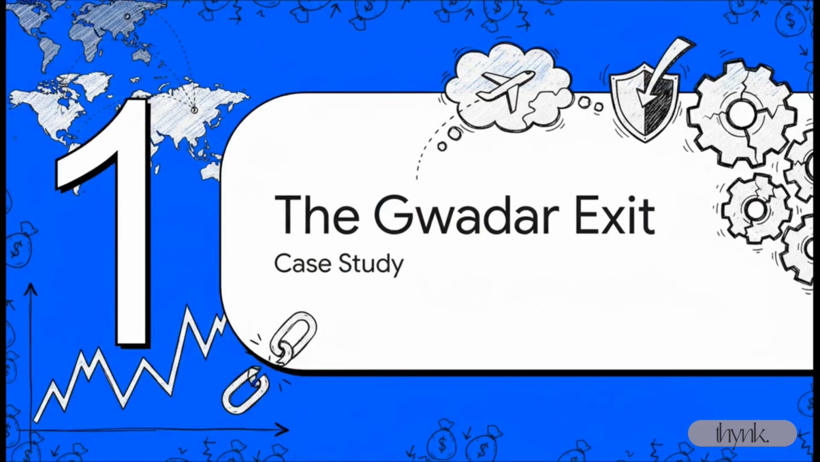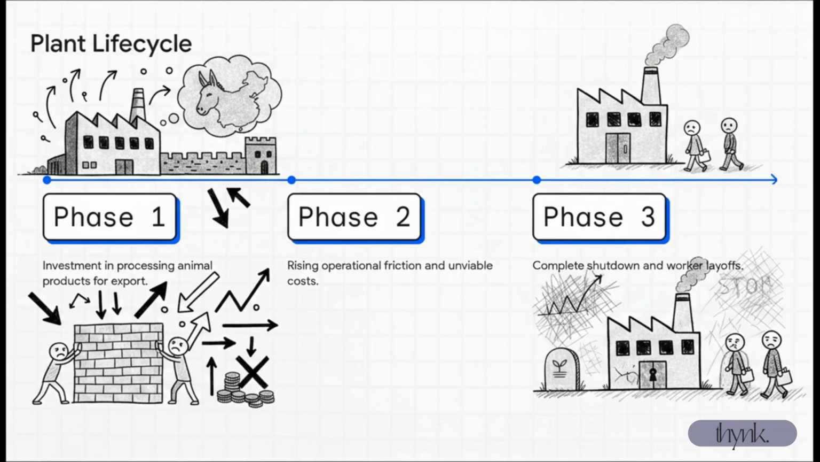Okay, Section 1, the Gwadar exit. Let's dive right in and establish the immediate stakes of what actually happened on the ground. Think of this specific enterprise as having a very brief three-phase life cycle. In Phase 1, we saw foreign investment flow into Gwadar to build a plant focused on processing animal products, specifically donkey meat destined for export to China.